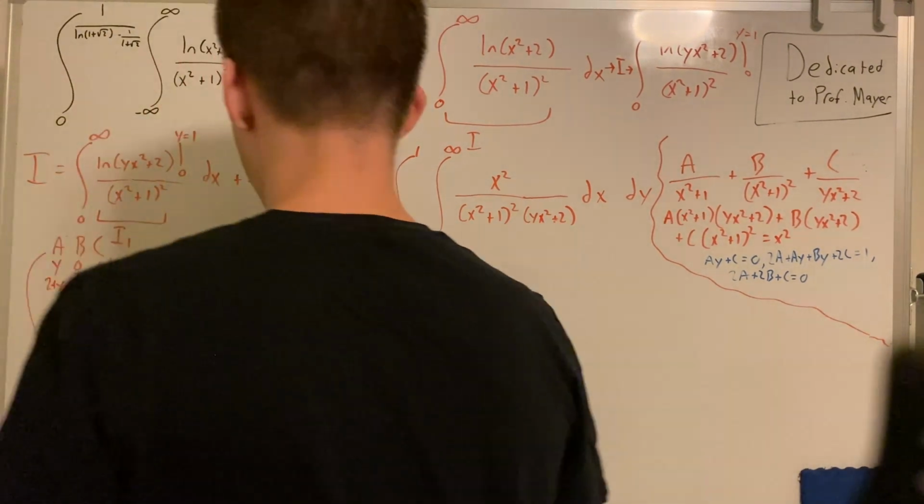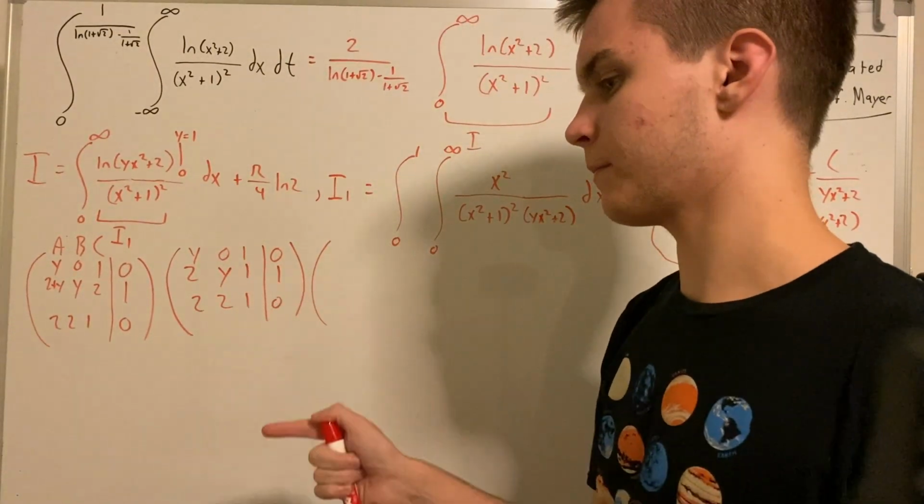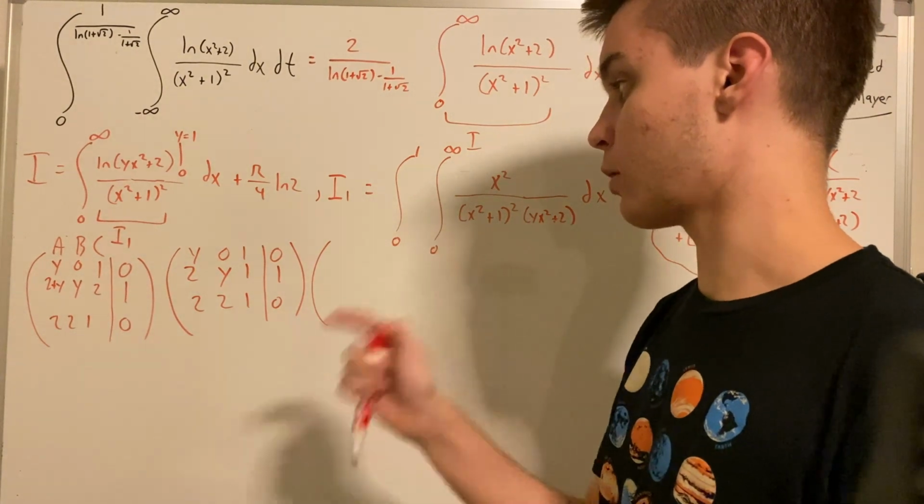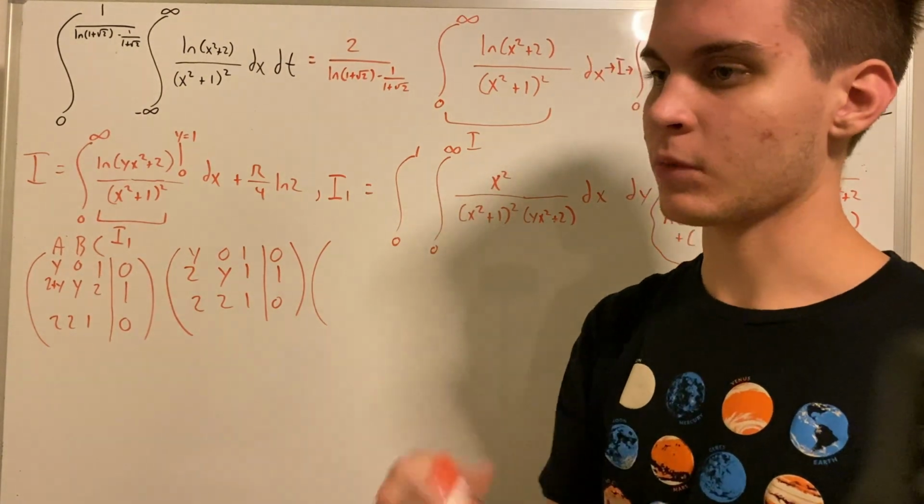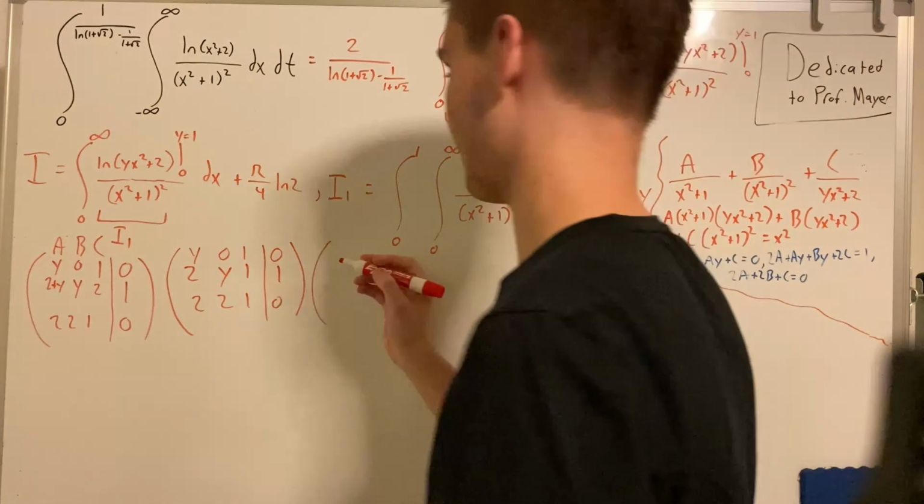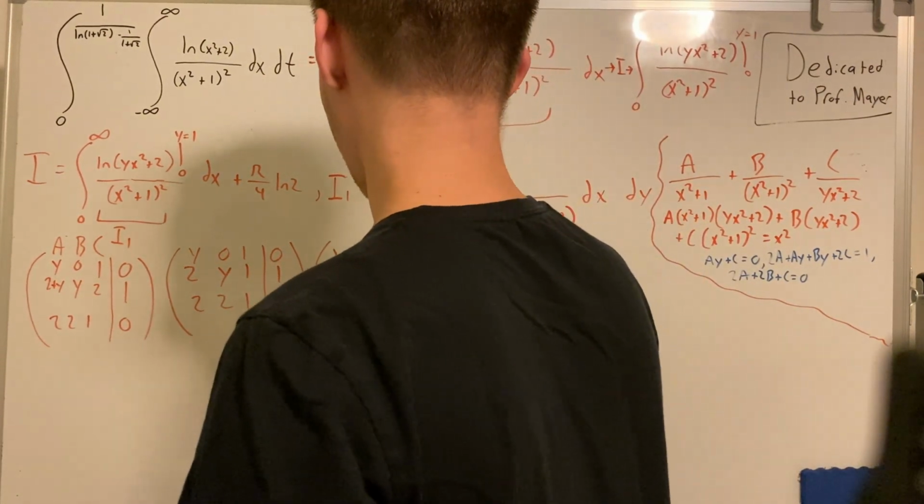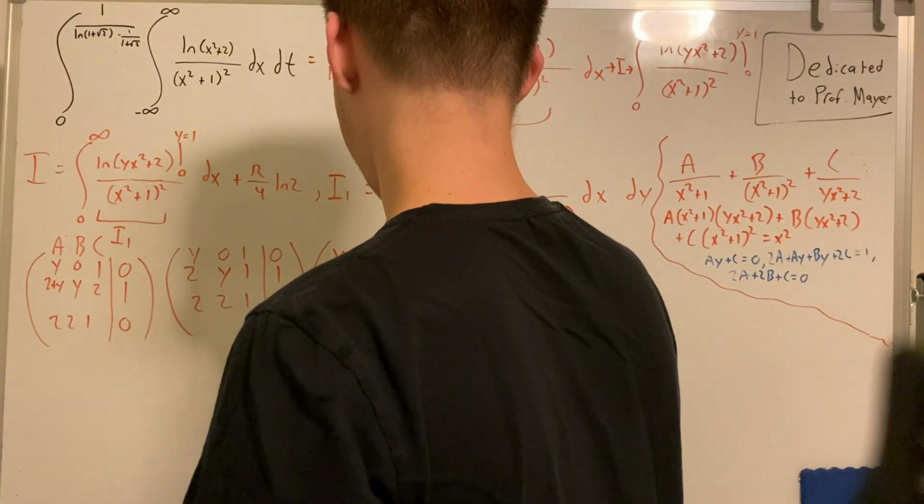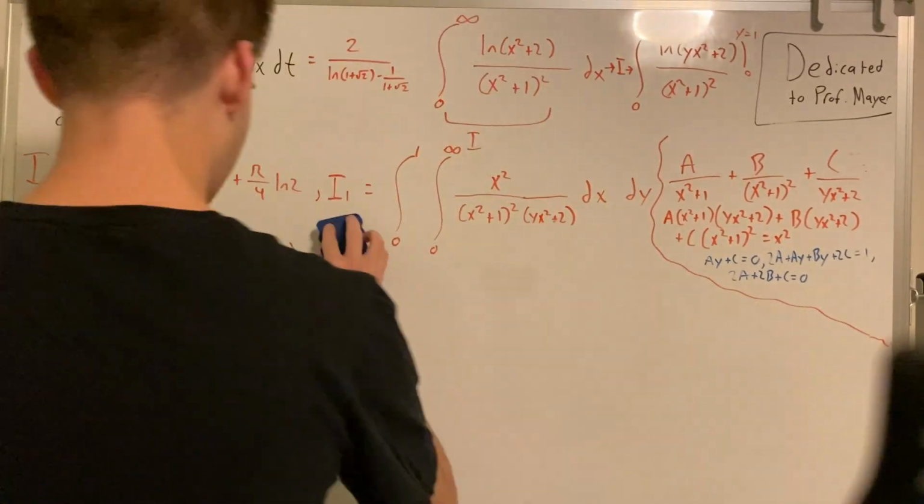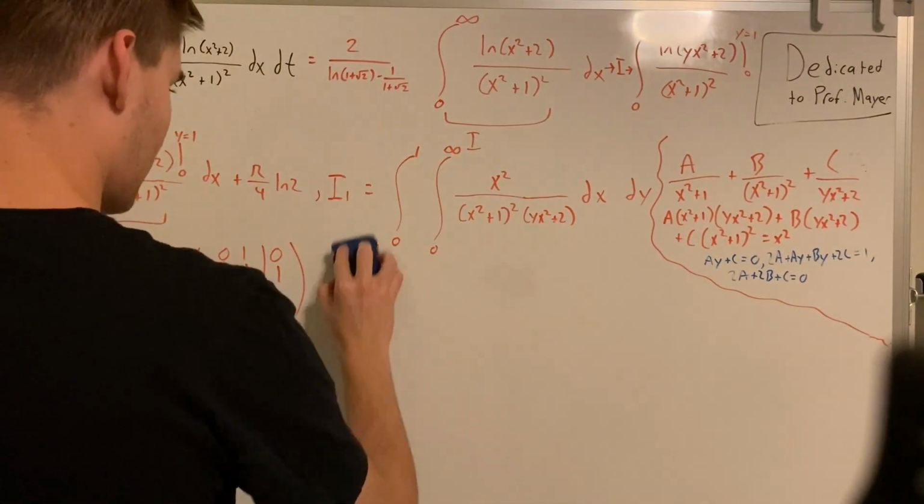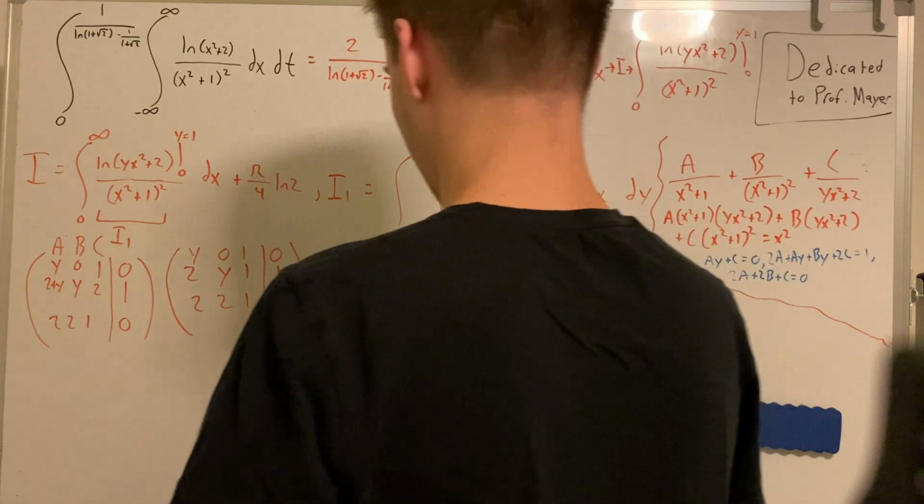Okay. Next, I want to subtract row 3 from row 2, so row 2 goes to row 2 minus row 3. So that means we're going to have y, 0, 1. I'm going to write this a little bit smaller so I don't run into any zeros up there.